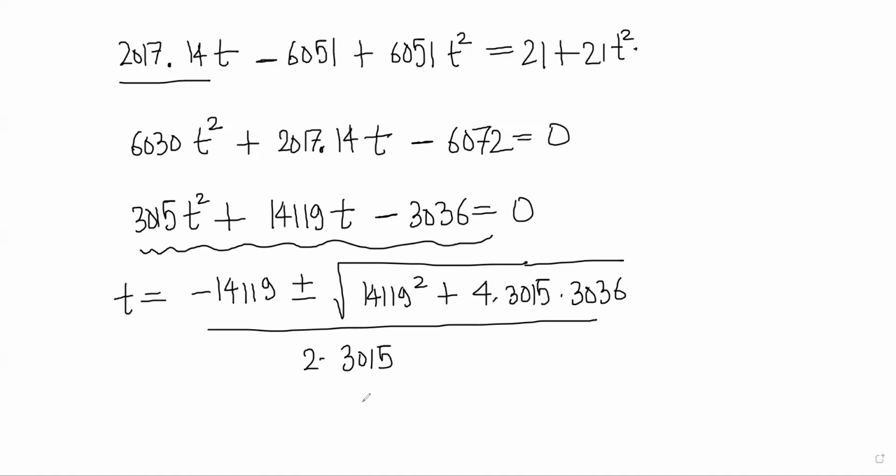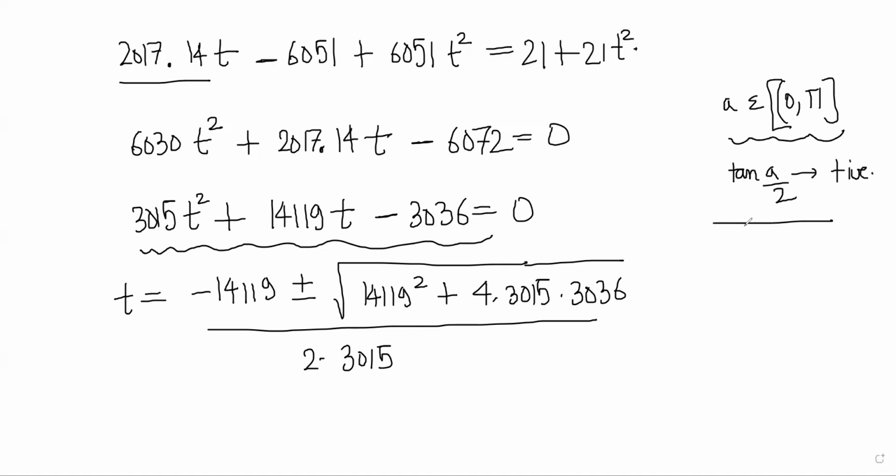What you need to realize here is we cannot take a negative root. Why? Because a was belonging to 0 to pi. So a by 2 is also in this range, and then tan a by 2 has to be positive. So immediately I can reject the negative sign here. And now you have to calculate this. You should use a calculator in this case because it is super big. If you calculate it, you should get 44 by 9. It will eventually cancel out to be this.